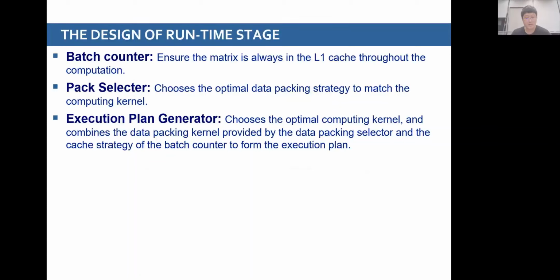For GEMM, pack matrix A and B up to the size of L1 cache at a time, and reserve space for matrix C. For TRSM, pack matrix B and the triangular part of matrix A up to the size of L1 cache at a time.